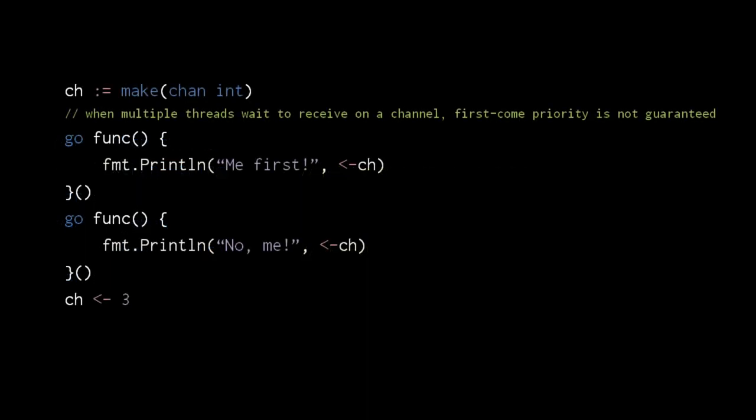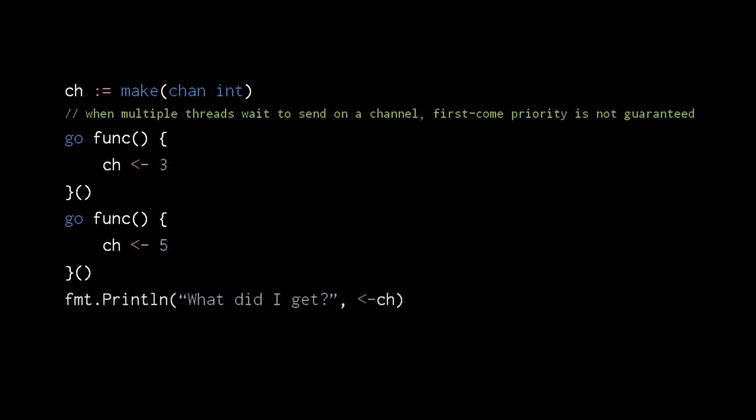It's possible for multiple threads to all be blocked waiting to receive on the same channel. Here, for example, these two goroutines wait to receive a value from the channel. You might assume that whichever thread has been waiting longest will get priority when a value is sent on the channel, but Go makes no such guarantee. Here, either one of these goroutines might receive the value 3 sent from the main thread.